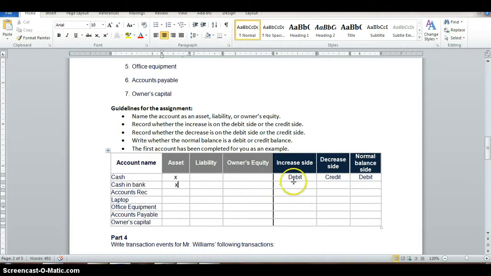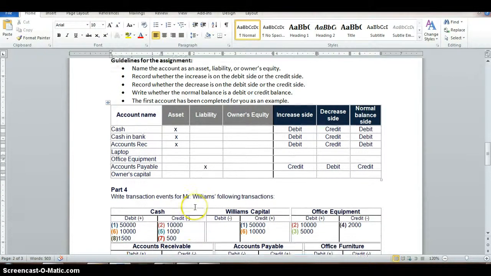This is also an asset account, and so it's going to have the same increase and decrease sides. I just like to copy and paste so I don't have to type everything. Accounts receivable, also an asset account. It's money we're getting in, and so it's also going to increase and decrease on the same side. Let's look at accounts payable. Okay, that's a liability account, right? Because it's money we owe. And so that's going to make my increases and decreases switch. So with a liability account, we increase on the credit side and decrease on the debit side. And then the normal balance is usually always kept on the same side as the increase side. And then you guys can do owner's capital.